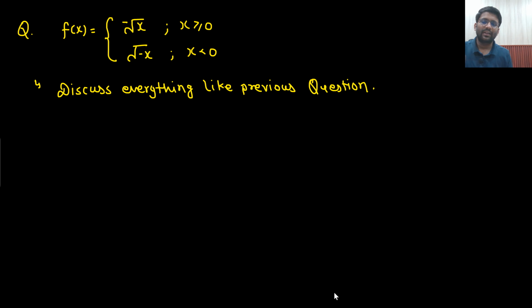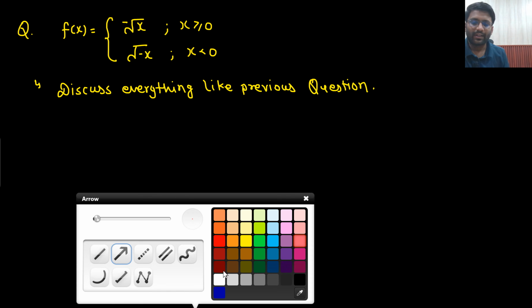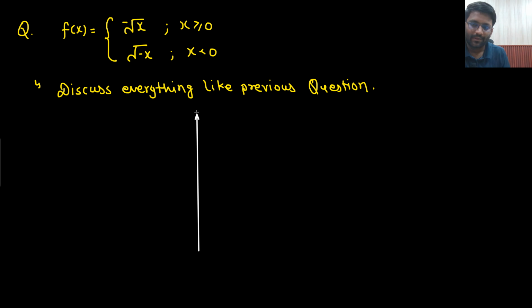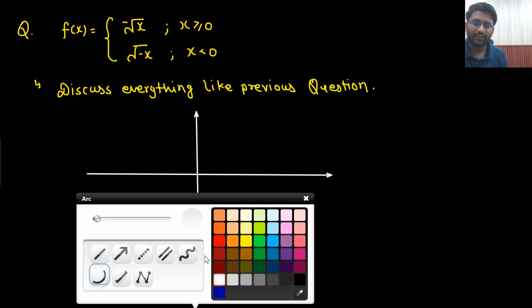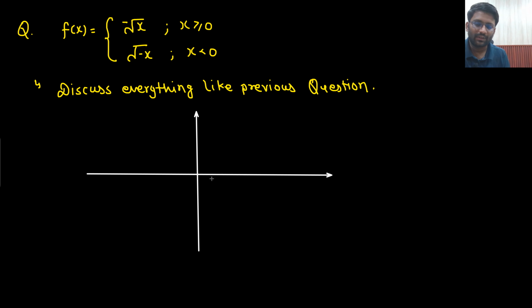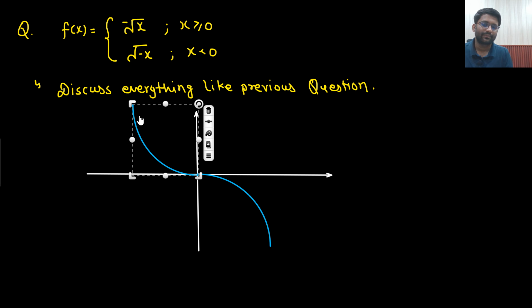Let's talk about the next point, sir. I need to discuss everything like the previous question. Can I draw the graph? Draw the graph on your own. Yes, sir. Drawing the graph, the graph would look somewhat like this: minus under root x. If you put x equals to 1, minus under root 1, minus under root 2, minus under root 3, minus under root 4, minus under root 5. And here if you put under root 1, under root 2, under root 3, under root 4, there you go. This will be the graph.